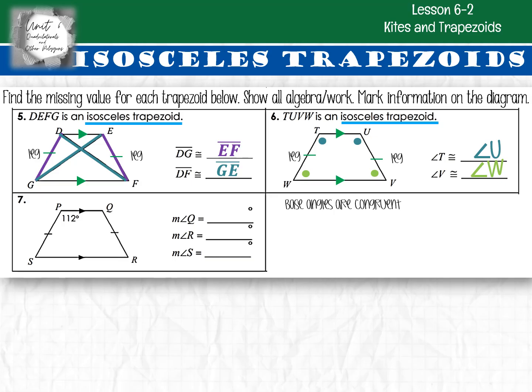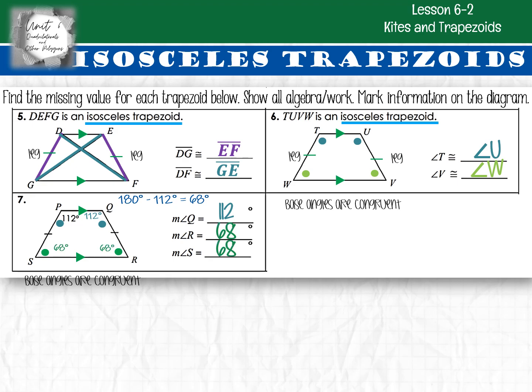Number 7. Let's see here. We're looking for all the missing angle measures. And the quickest one, base angles are congruent, is going to give us that 112. The other ones, we know that consecutive interior angles between the bases are going to be supplementary. So let's subtract the 112 from 180.